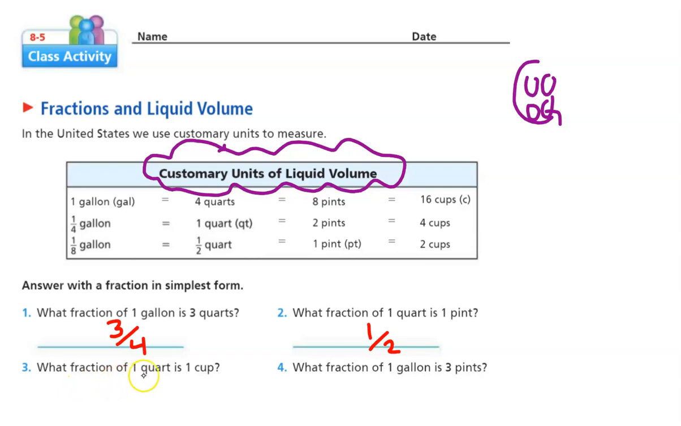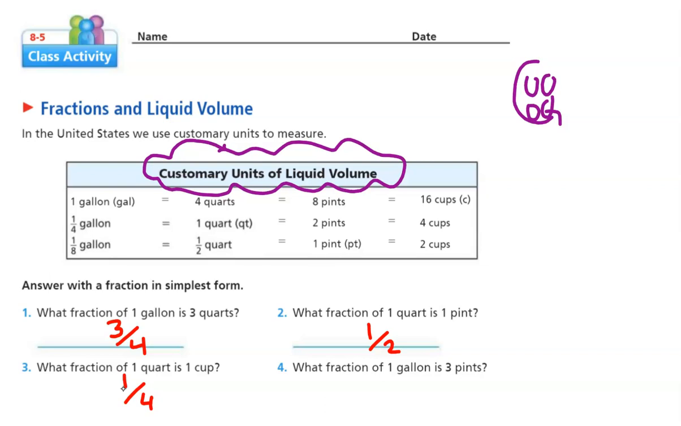Then this says, what fraction of 1 quart is a cup? Okay, well, how many cups were there? How many chocolate chip cookies were there in our story? There were 4 chocolate chip cookies in a quart, because there were 2 princes. And then 1 cup would be 1/4.